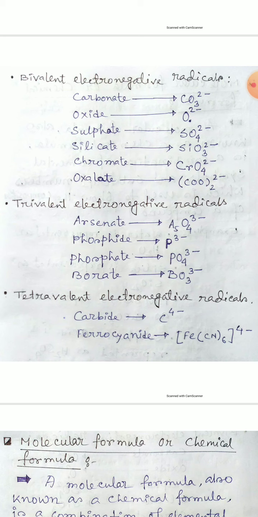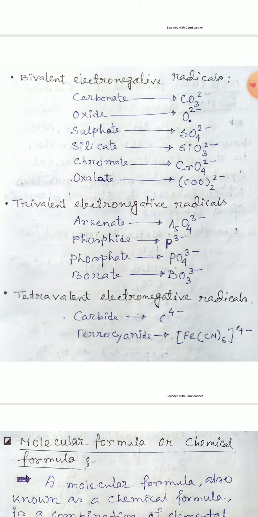Now, trivalent electronegative radical. Examples: arsenate AsO4 3 minus, phosphide P3 minus, phosphate PO4 3 minus, borate BO3 3 minus. Now tetravalent electronegative radical. Examples: carbide C4 minus, ferrocyanide Fe(CN)6 4 minus.